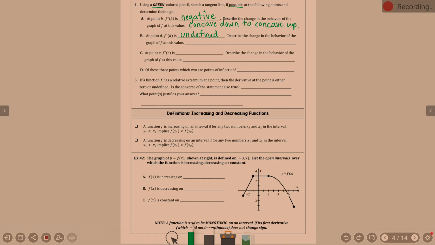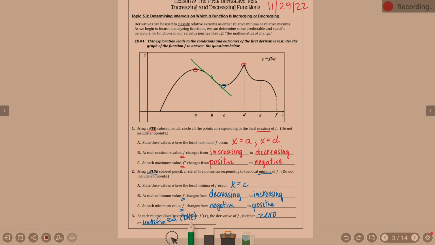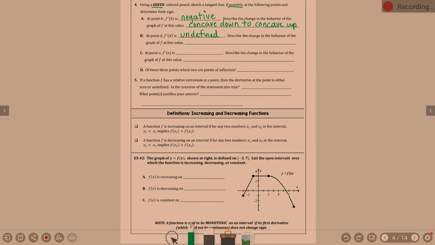Describe the change in the behavior of the graph at this particular value. Cusp. Okay, it's a cusp. What's my graph doing going into it? It is going up to it, so it's increasing and it's decreasing away from it, right? I'm just going to go with increasing, decreasing. That's all I have here.